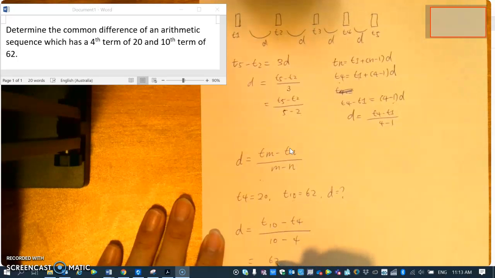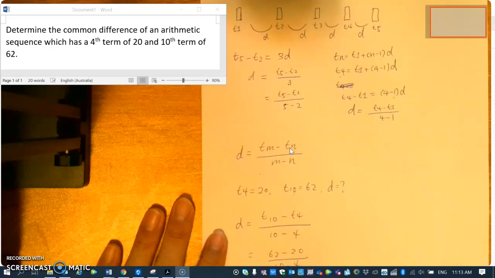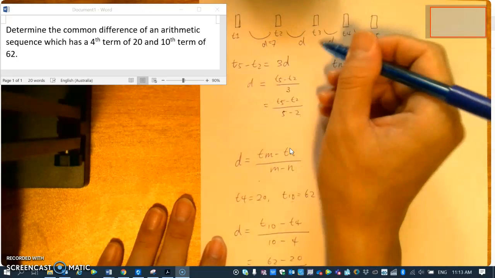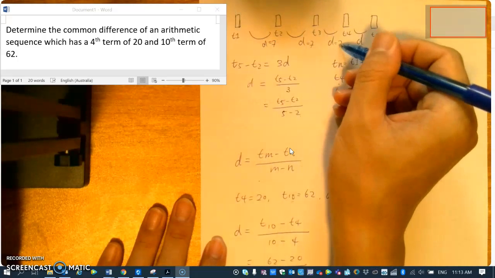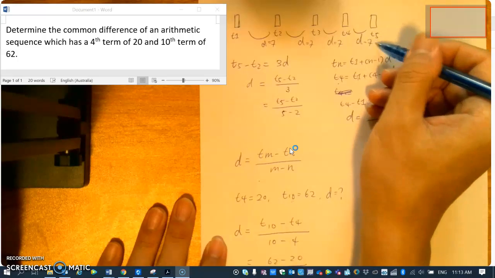T10 is 62, minus T4 is 20, divided by 10 minus 4, which is 62 minus 20, going to be 42, divided by 6, which is 7. So that means each of these differences is 7.